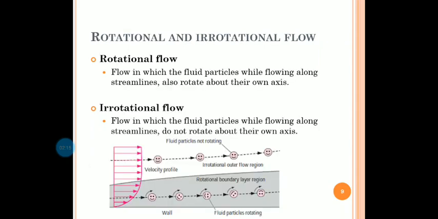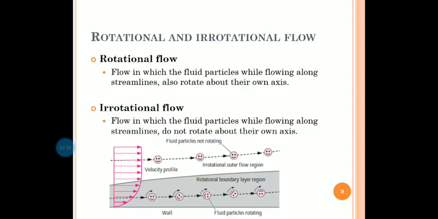Now the next type is rotational and irrotational flow. Flow in which the fluid particles, while flowing along streamlines, also rotate about their own axis is known as rotational flow. Whereas in irrotational flow, the fluid particles, while flowing along streamlines, do not rotate about their own axis.